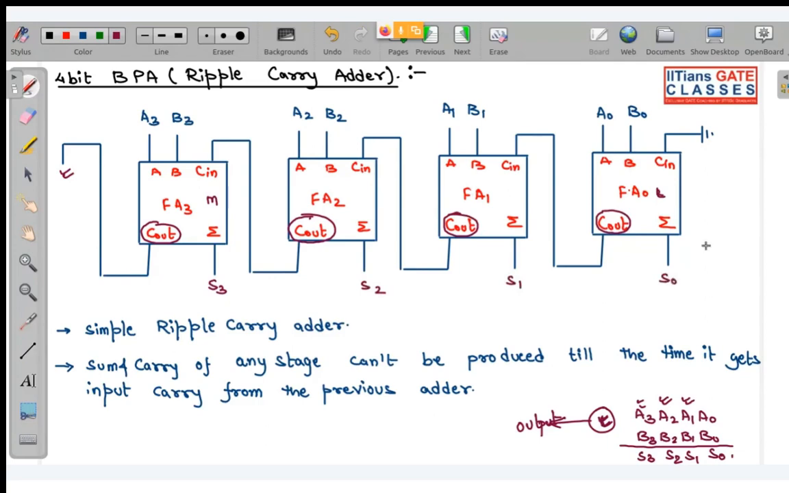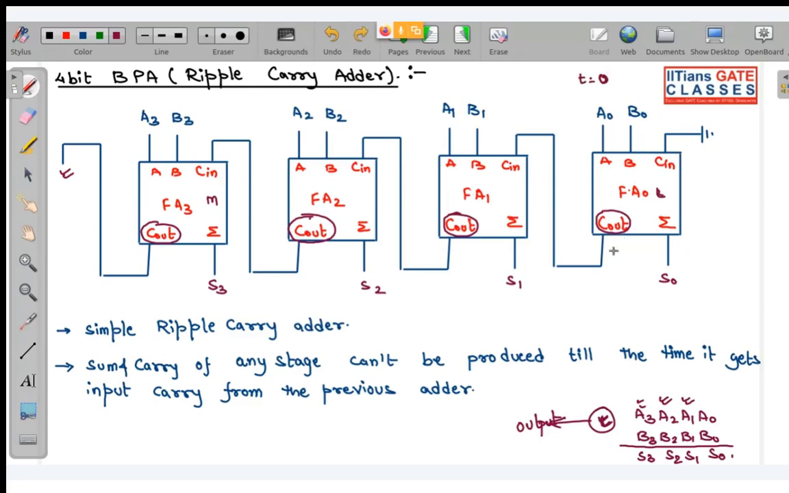Now what I said: if this is an ideal full adder, there will not be any propagation delay, and the moment you apply all the inputs, you will get the output. But this is not the actual case. We have a finite propagation delay in all the full adders. Suppose all the inputs A3, A2, A1, A0, B3, B2, B1, B0 are applied at t equal to 0.